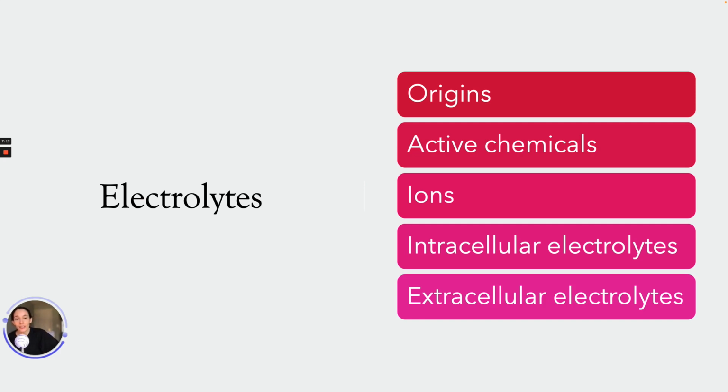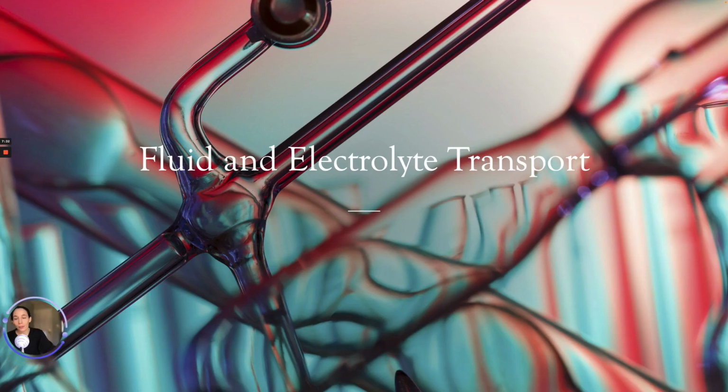Extracellular electrolytes are important, such as sodium, chlorine, calcium, and bicarbonate, and the most essential cation is sodium, while chlorine is the most essential anion. So let's talk about some fluid and electrolyte transport.